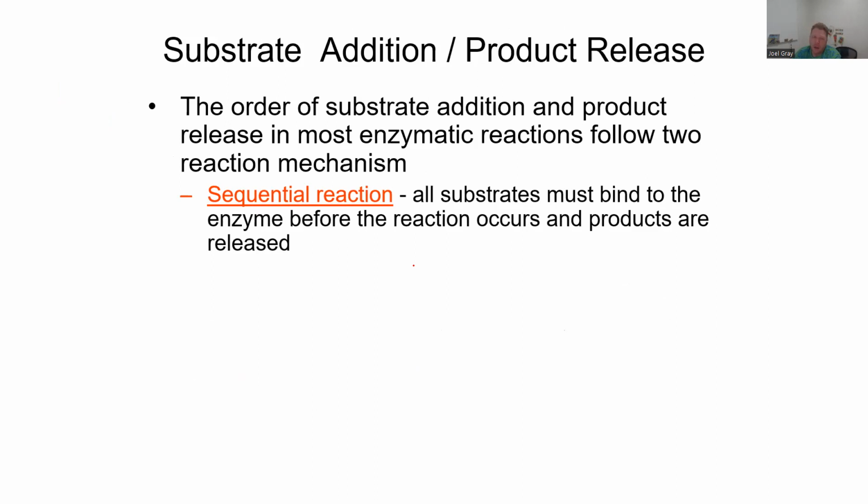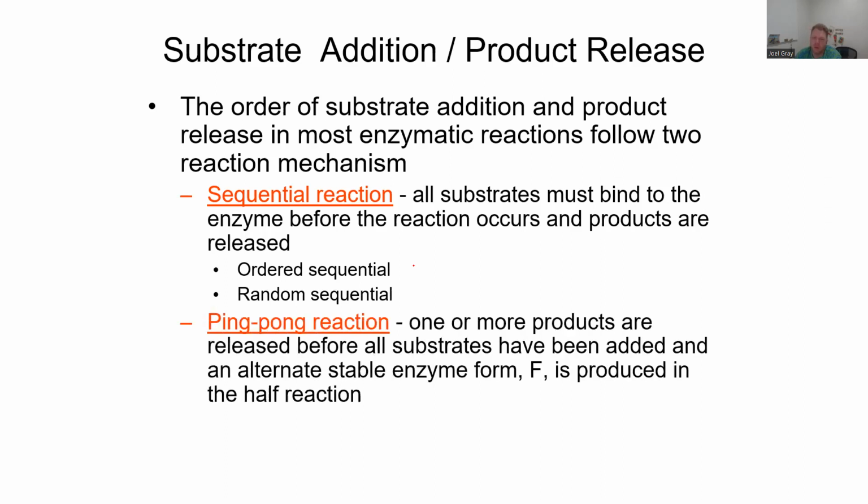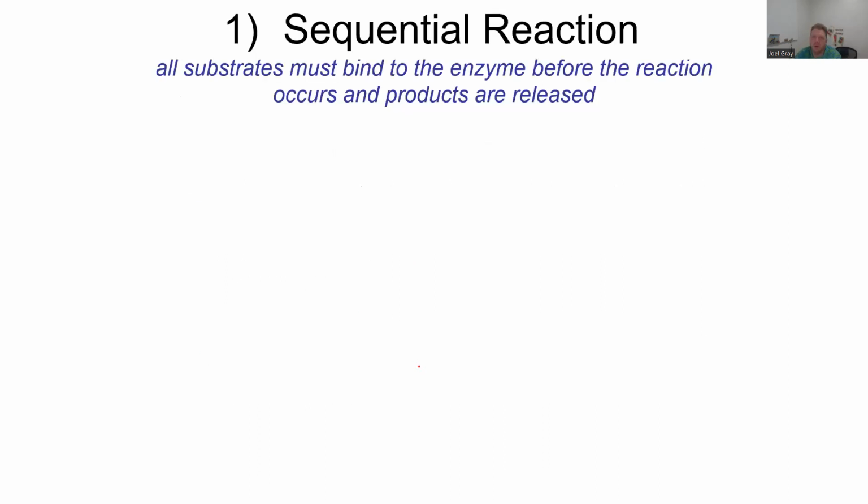They're either going to be a sequential reaction, in which all substrates must bind to the enzyme before the reaction occurs and products are released. These are ordered sequential and random sequential. Or they are a ping pong reaction, where one or more products are released before all substrates have been added, and an alternate stable enzyme form F is produced in the half reaction.